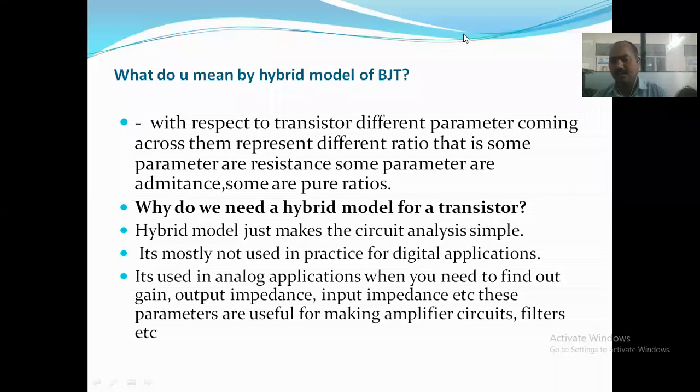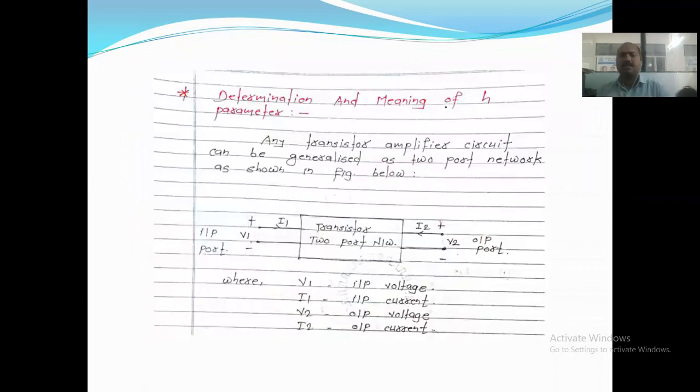And another thing, amplifier or filter performance can be seen by using this hybrid model of the BJT. Okay, this part and the next part we have seen, but this is a revision. Determination and meaning of the H parameter means how we calculate the H parameter. So we draw the same thing with respect to the input output model.